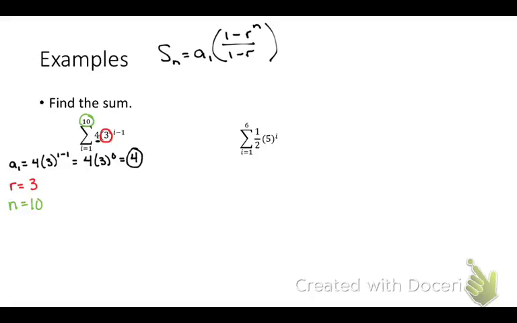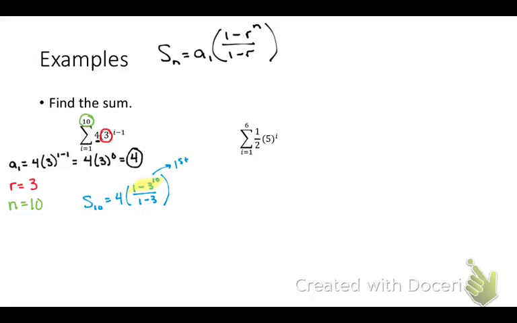So now we go to our formula. If we're going to find the sum of the first 10 terms, we're going to take 4 times 1 minus 3 to the 10th power over 1 minus 3. Now, before you do anything, okay, here is the order in which you want to solve everything. The first thing I want to do is the top right here. The top of my parenthesis is the first thing.